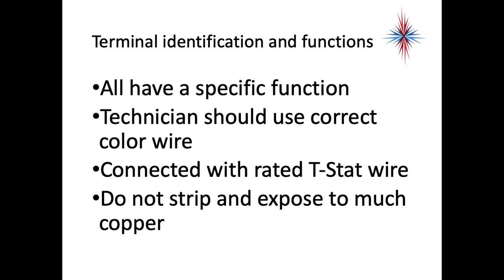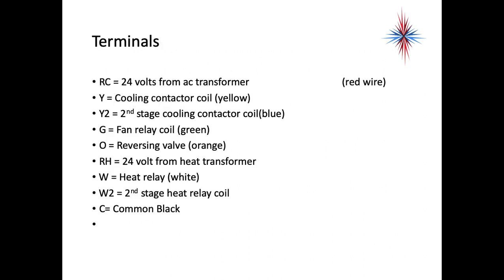Thermostats are connected with a rated T-stat wire, normally 18 gauge, and it could be 18/4, 18/6. That just tells you it's 18 gauge and how many conductors are inside. Make sure you try to have a thermostat wire with at least one additional conductor that you're not using, in case something goes bad someplace along the way. Do not strip and expose too much copper. Keep the areas that you strip down as short as humanly possible and make a good connection.